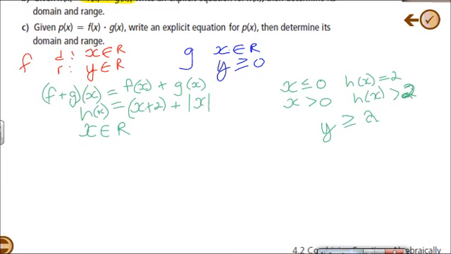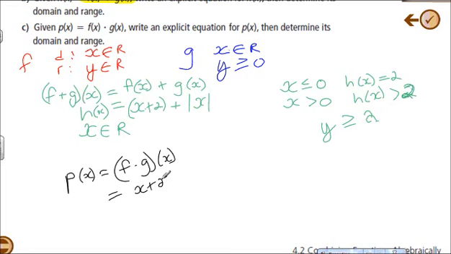Oh, forgetful me, I forgot to do part C. We've got to go back, let's do that one. We were supposed to do the multiplying. So we've got P(x) equals, and the way that they can show this in the other notation is (f·g)(x). It means the same thing as f(x) multiplied by g(x). So then we've got our f, which was (x plus 2). Make sure you put brackets. You have to put brackets for this one. Multiplied by the absolute value of x. We can't simplify that any further.